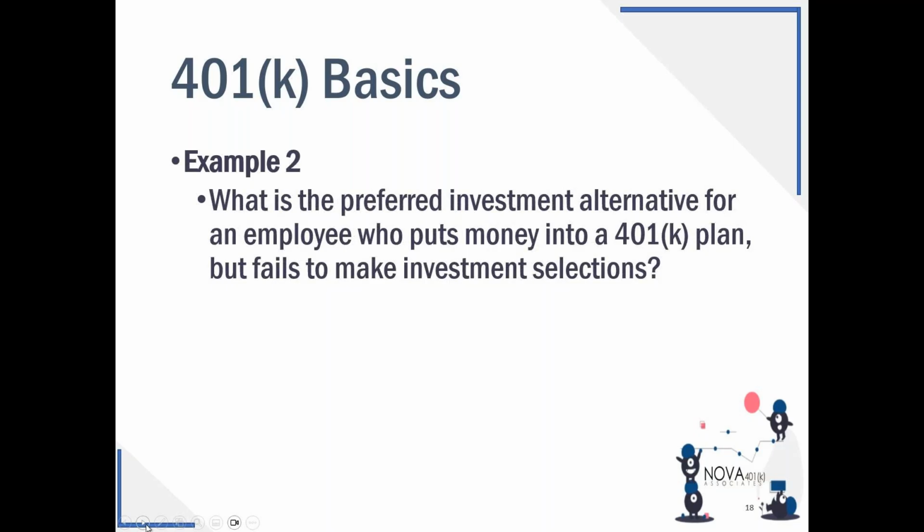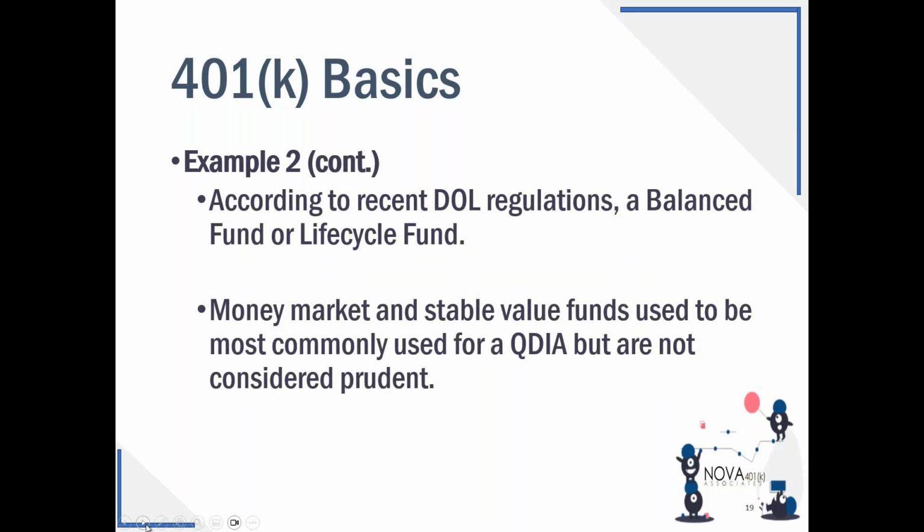Another example of how something that might seem like common sense may not make sense is this. What is the preferred investment alternative for an employee who puts money into a 401k plan but fails to make investment selections? Okay, so according to the DOL regulations, if an employee never made any investment choice to the plan, the default option needs to be a balanced fund or a life cycle fund. Now, you might say, well, wouldn't it make more sense to just invest that employee's money in a money market or a stable value fund until that employee decides to make an election, him or herself?